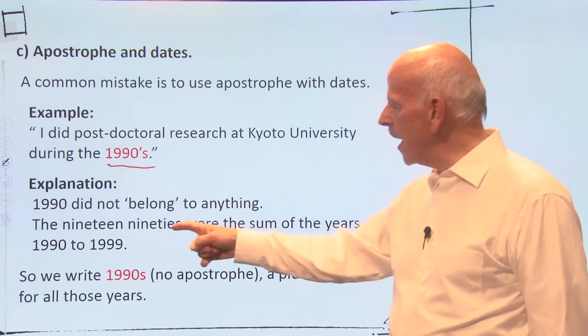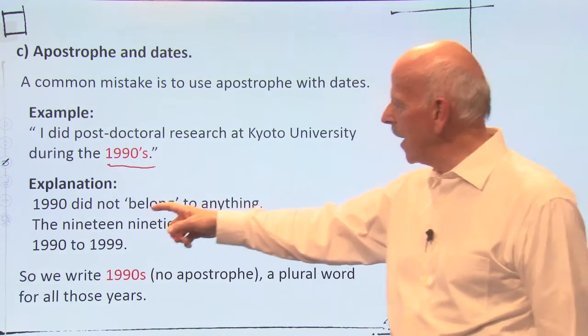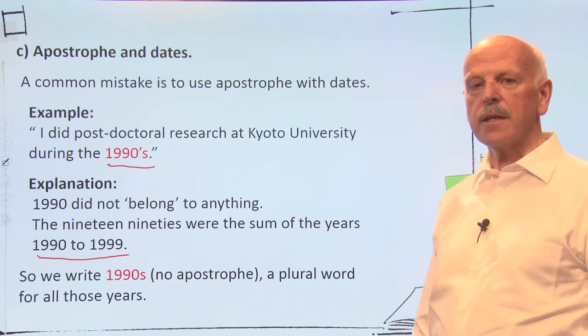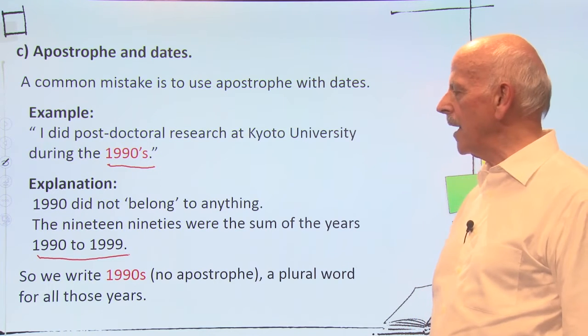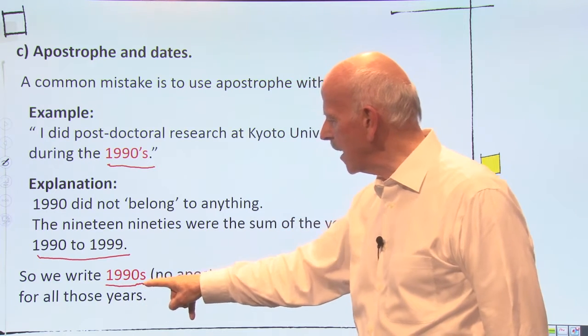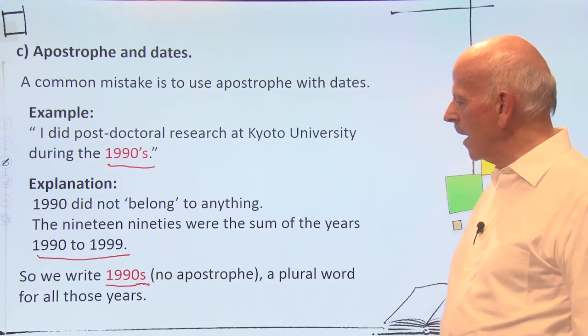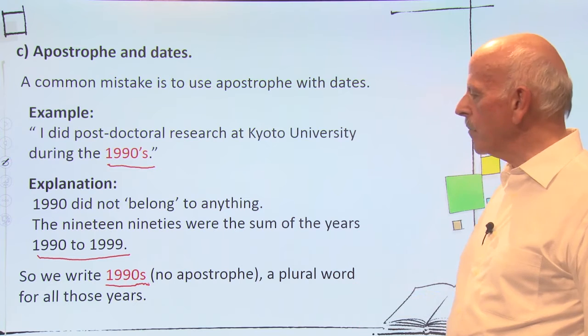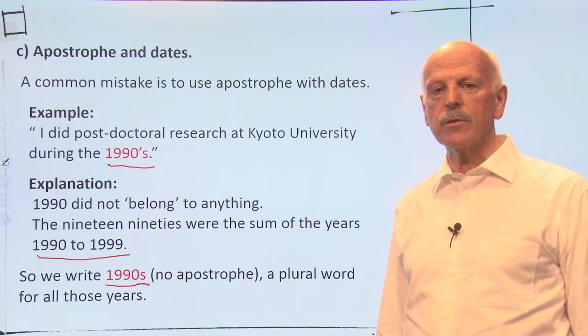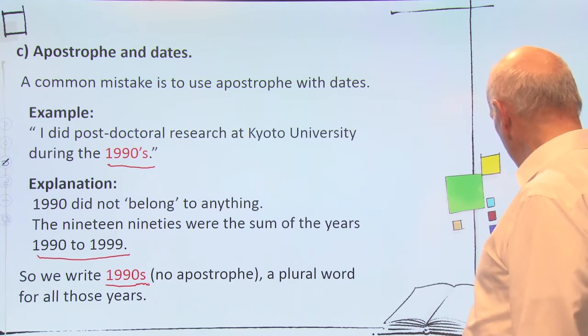The 1990s, let's see what they were. The 1990s were the years from 1990 to 1999, all of those years in that decade. So we simply write the 1990s like this. 1990s, no apostrophe, is a plural for all those years. It takes into consideration all those years from 1990 to 1999.